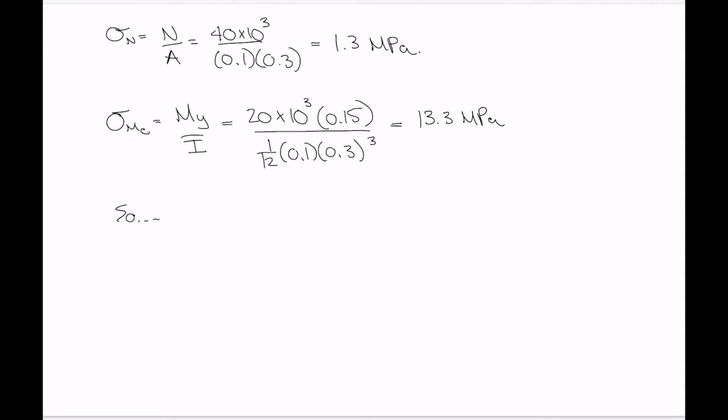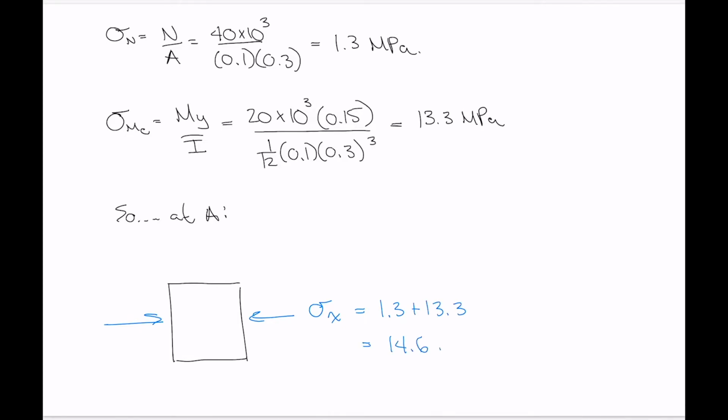Okay, so now with those calculated, we can look at the overall stress at point A again. So at A, we have an overall stress state that looks like this, where we just have a single compressive stress, sigma subscript x, because it's in the x direction, and its magnitude is 1.3 plus 13.3, 14.6 megapascals. Okay.